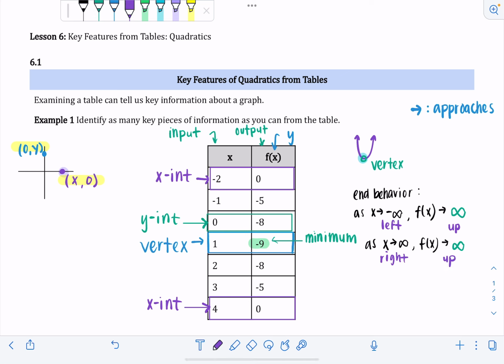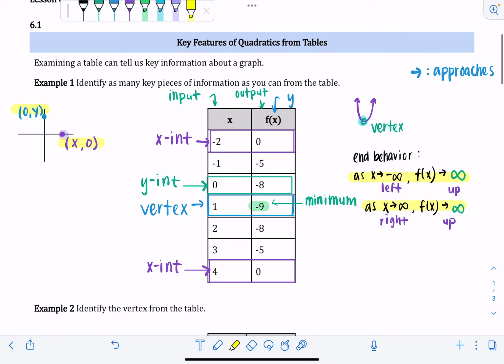If the graph is finishing upward, f of x approaches infinity. If the graph finishes downward, it would become negative infinity. So end behavior: as x approaches negative infinity, f of x approaches infinity, and as x approaches infinity, f of x approaches infinity. End behavior is discussed in more detail in lesson 5. So if you happen to miss that lesson and you're looking at this a little confused, I would definitely go back and watch it.